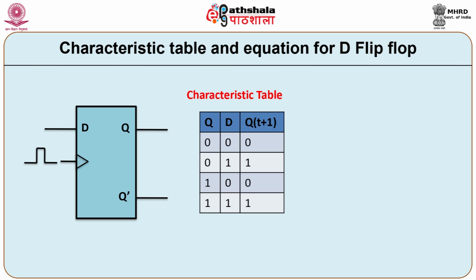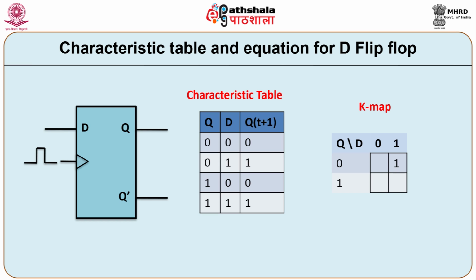Let us now talk about the characteristics table and equation for the D flip flop. The characteristics table for the D flip flop is prepared by writing the present state and D inputs in the initial columns and the next state in the last column. In the characteristics table, the next state of the D flip flop is completely dependent on the input D and independent of the present state. Let us map the characteristics table in a 2 variable K map.